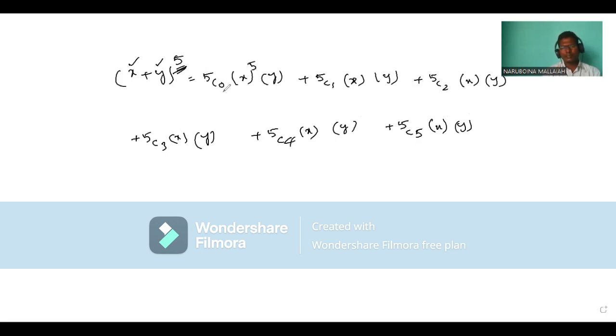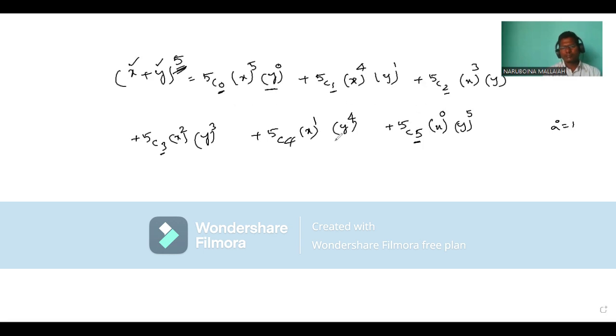So here 5. Put this 0 here. Next 5 minus 1, 4. Put this 1 here. 5 minus 2, 3. Write this base as the power of y. Next 5 minus 3, 2 right here. This 3 on y. 5 minus 4, 1. Put this 4 on y. 5 minus 5, 0. Write this 5. So here y power 0. Anything power 0 is 1. So 5C0 is x to the power of 5. Next x to the power of 4, x cube, x square, x, next x to the power 0.